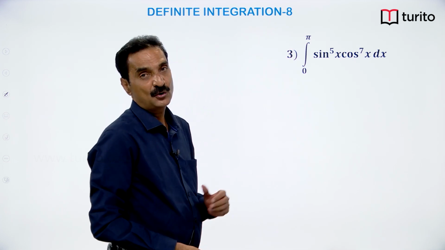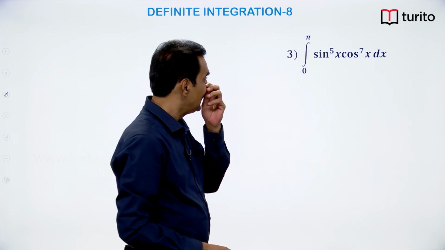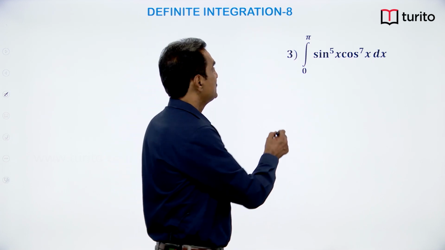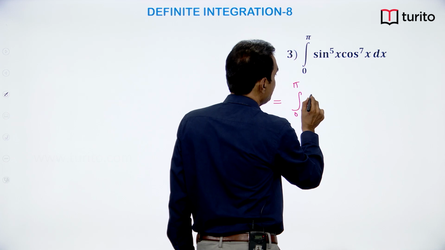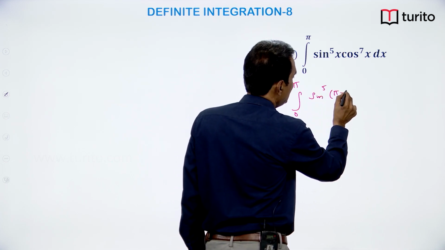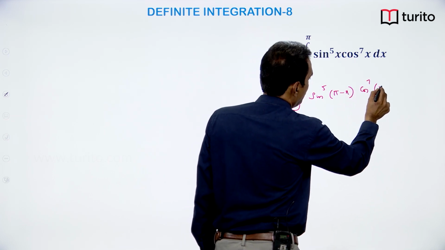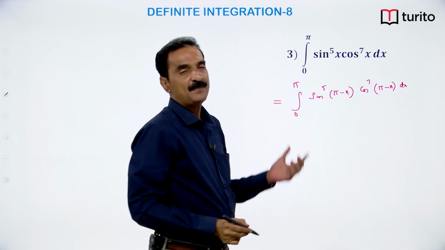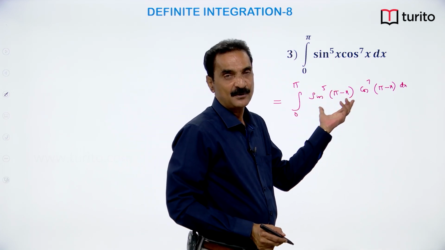Again, limits are 0 to pi, but powers are both odd. So, if you replace x by pi minus x, you will get integral 0 to pi sin power 5 of pi minus x into cos power 7 of pi minus x. What is sin of pi minus x? Sin x. Sin x whole power 5 is sin power 5x.